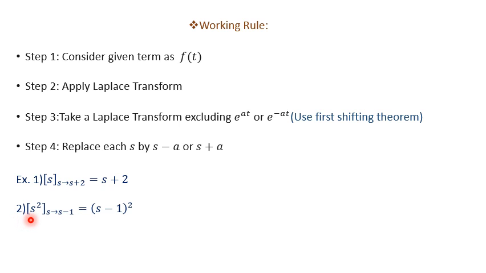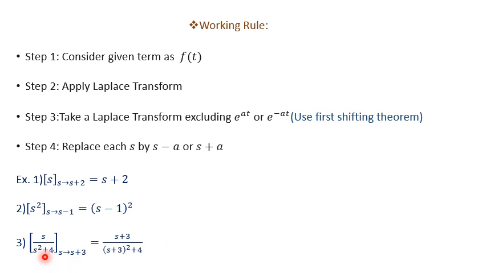In the second example, you have to replace this bracket by s minus 1. You have to replace each s by s minus 1. So after replacing each s by s minus 1, basically you are replacing only s, not s square. So just remove this s, and after removing this s, fix this s minus 1 in place of this s, so you will get (s minus 1) whole square.